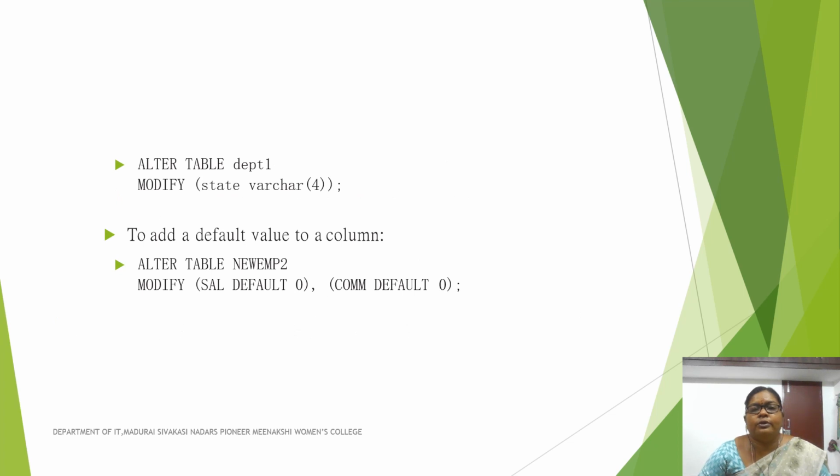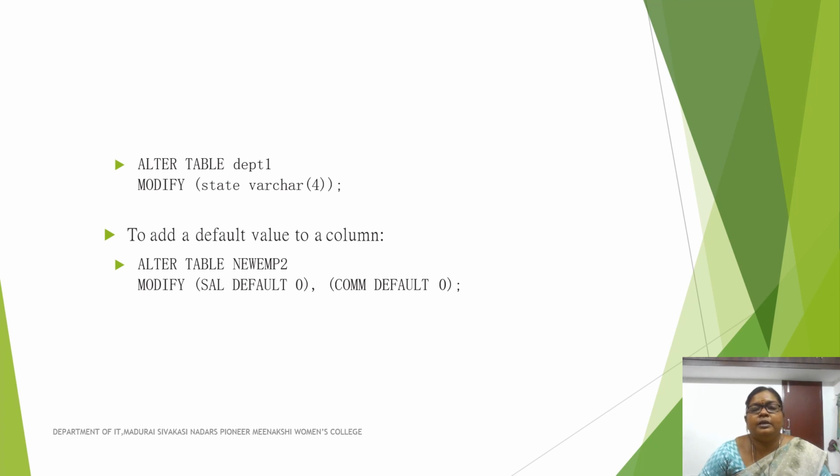Next I'm going to give you one more example related to alter table. Alter table, table name department1, modify. I'm going to mention a new column in the department1 table. The column name is state and the data type is varchar 4. I successfully created a new column in the existing table. Now I want to add a default value to that column. I already created the column, but I have not mentioned the default value for it. This is something I can do with the help of modifying the table.